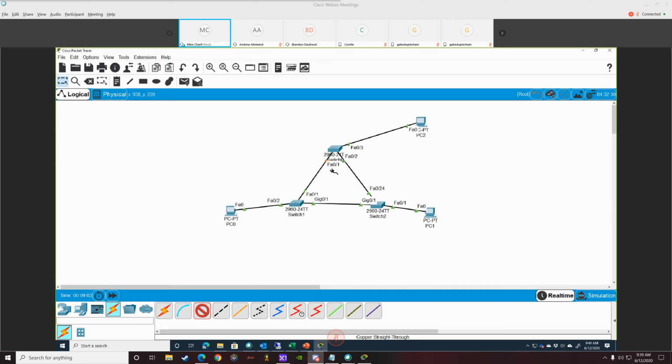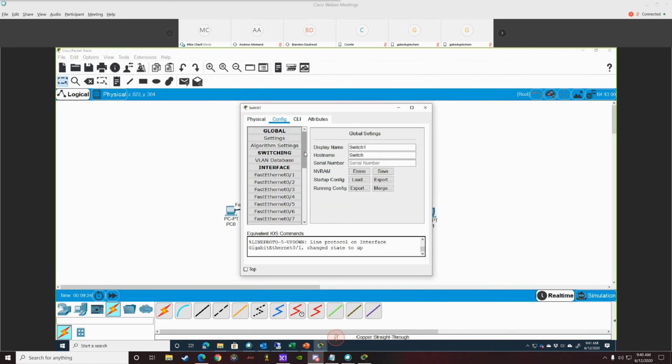Now, for example, let's say we disable this link right here. Okay. So if I go here, gigabit 0/1, and go, what port is that? G0/1.